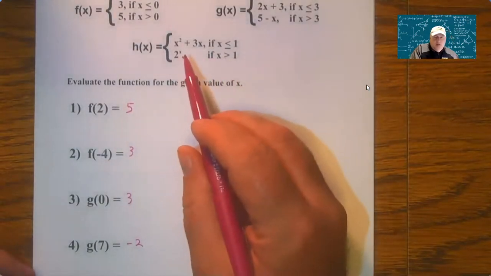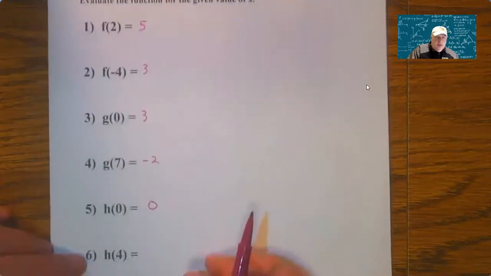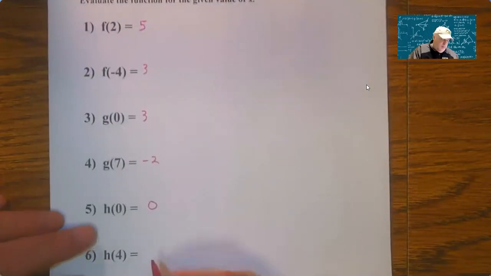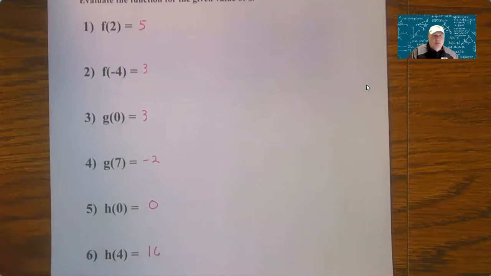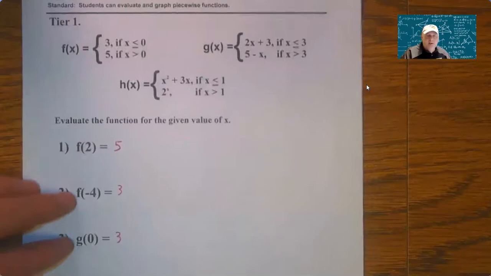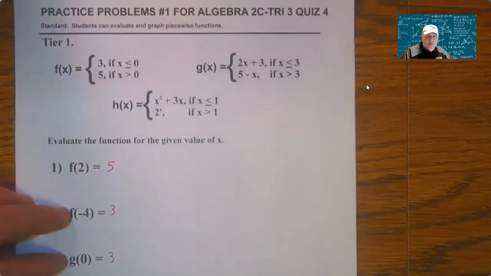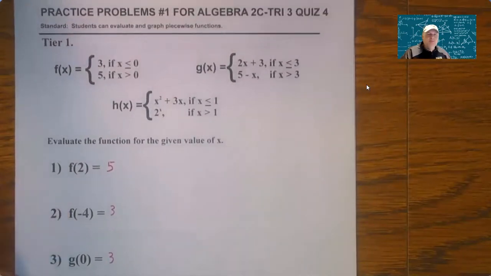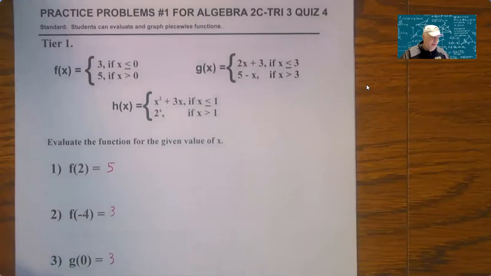And then we do 2 to the 4th power. And that's 2 times 2 times 2 times 2. And that will be 16. Pretty straightforward business there. Find the function, find that part of the domain that you apply it to, and then substitute in for x.